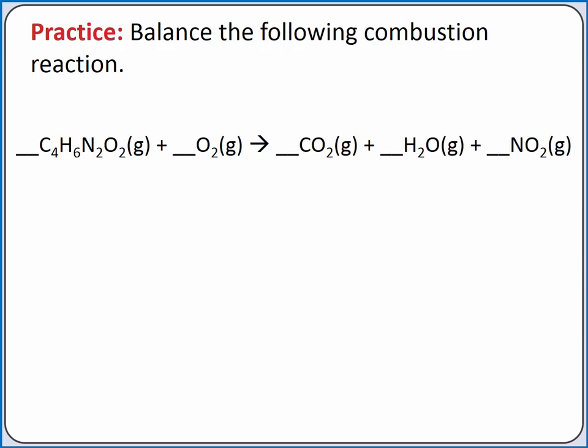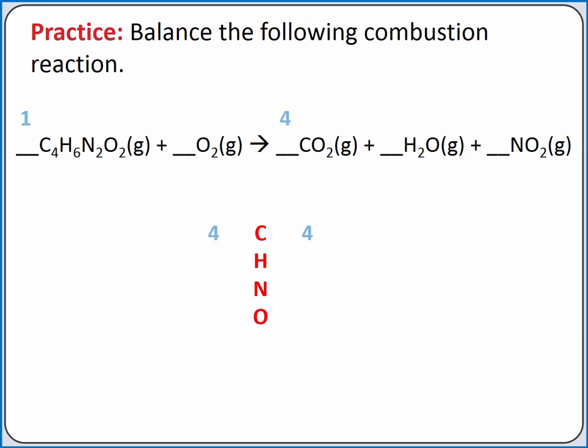Let's practice by balancing this combustion reaction. We need to balance carbon, hydrogen, nitrogen, and oxygen. Since oxygen shows up as a free element, we'll balance oxygen last. The other 3 elements show up in only one compound on each side of the equation, so we can balance them first. Let's start with carbon.